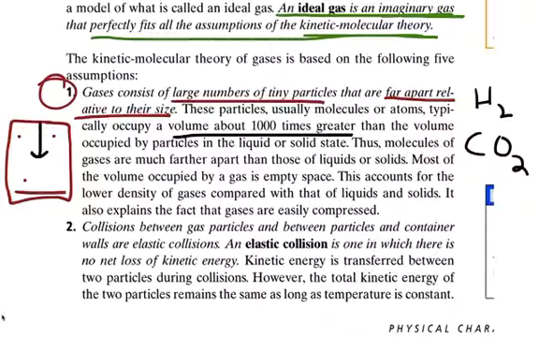Okay, that's assumption one. Assumption two, the collisions between gas particles, so they're moving around, they're constantly moving, they're constantly colliding, and those collisions are elastic, which means there's no energy lost in the collision. It's not an inelastic collision. There's no loss of energy. There's no loss of, we should say this, like it says in here, no loss of kinetic energy. So it doesn't cause them to slow down due to that collision.